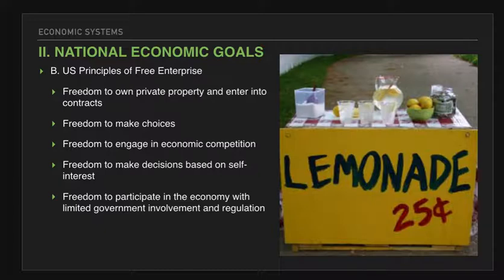Well, how does that work along with this next point, that you have the freedom to participate in the economy with limited government involvement or regulation? Well, as long as you follow the existing rules and you compete fairly, then you should be fine. Microsoft got themselves into trouble when some people didn't believe they were competing fairly.